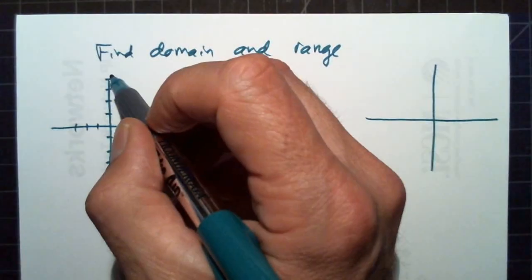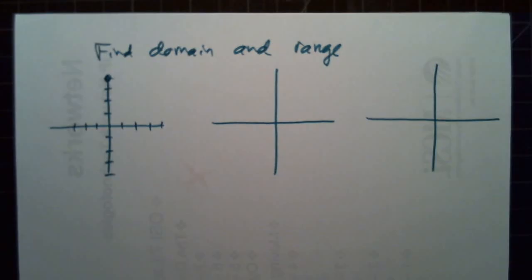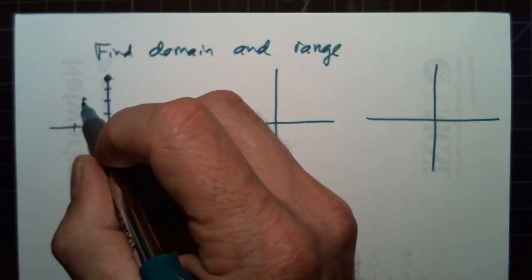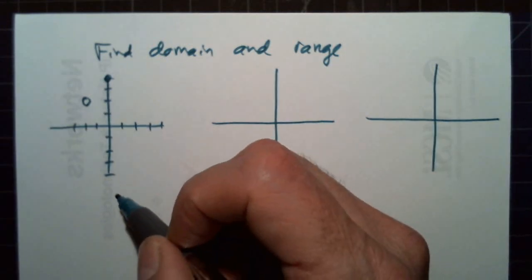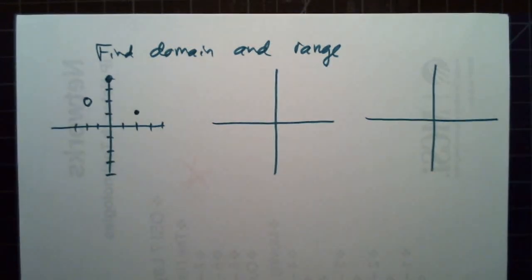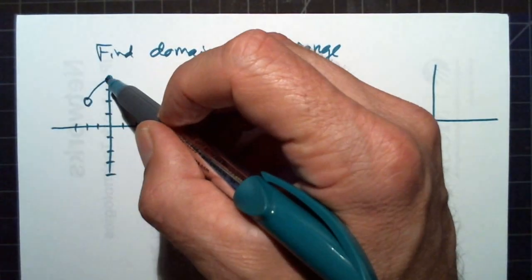So let's put a closed circle there, and at -2, 2, open circle, 2, 1, closed circle, and the graph goes like this.